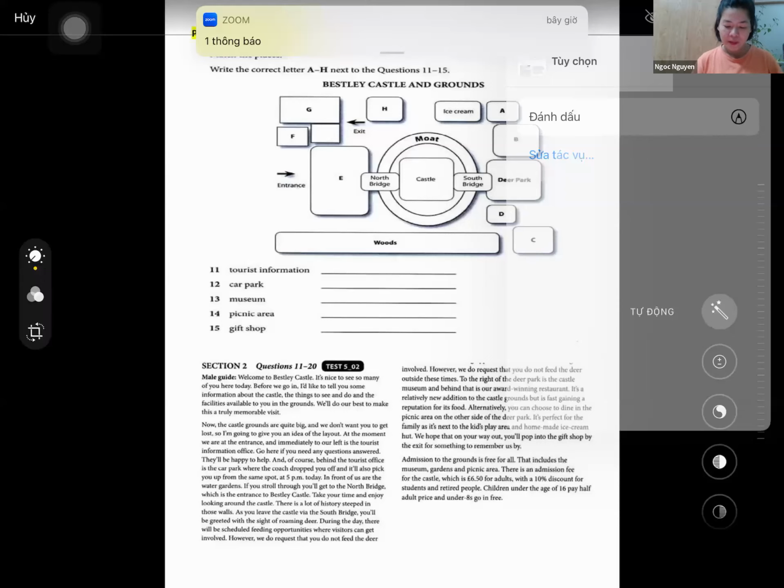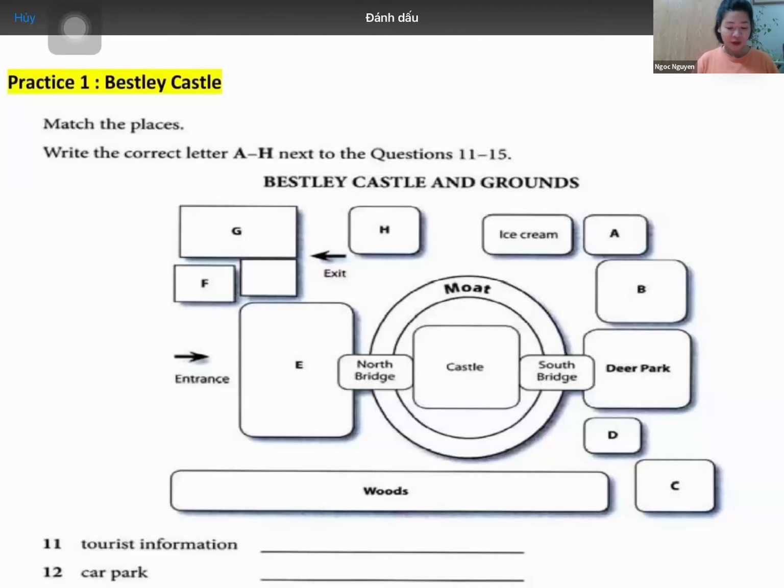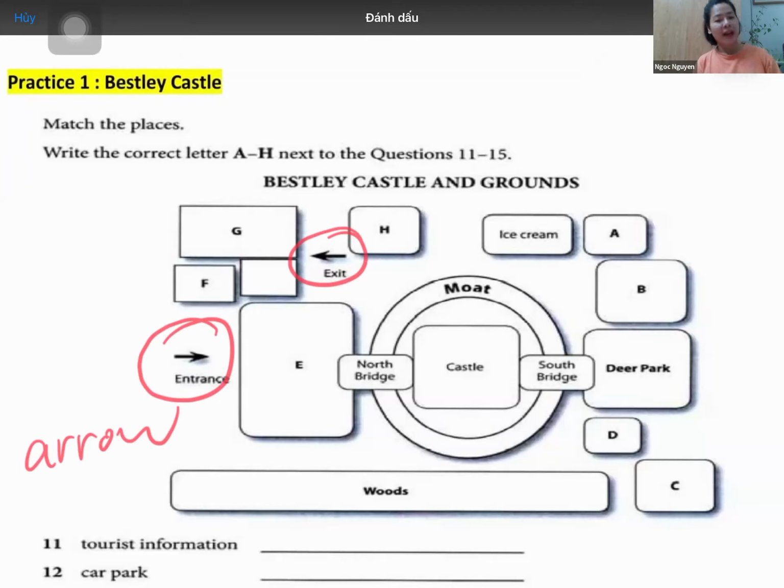You see here, this is the map of Basilica Castle, and this is an arrow. This is another arrow. You should follow arrows. Arrows don't lie in a map. They show the direction where you should go. There's nothing tricky about them. Arrows help you to follow a map more easily. So here I know that this is the entrance and I should go from E to the North Bridge, to the castle, and then to the South Bridge, to the Deer Park. Follow the arrows.